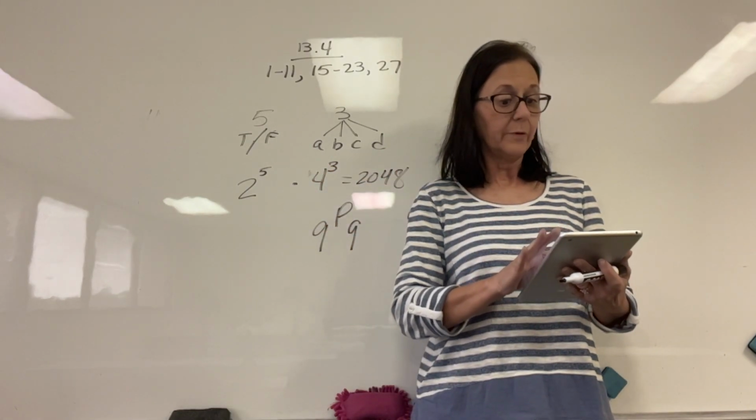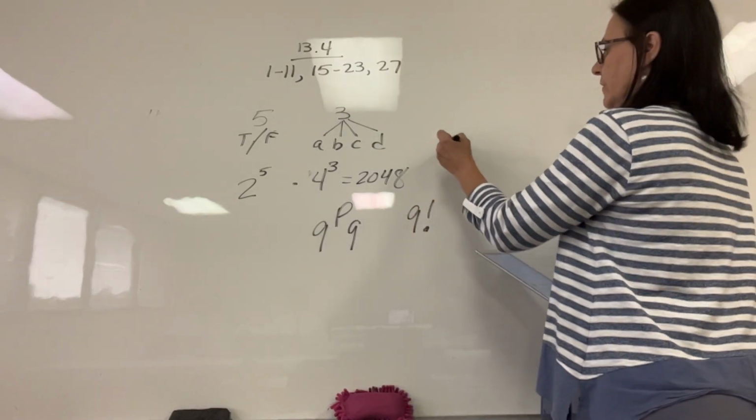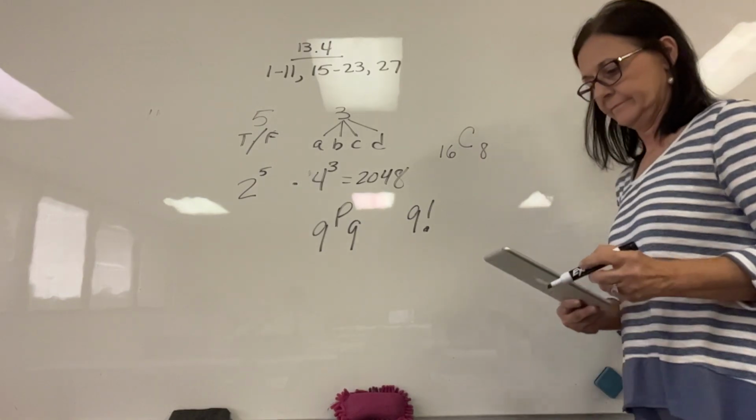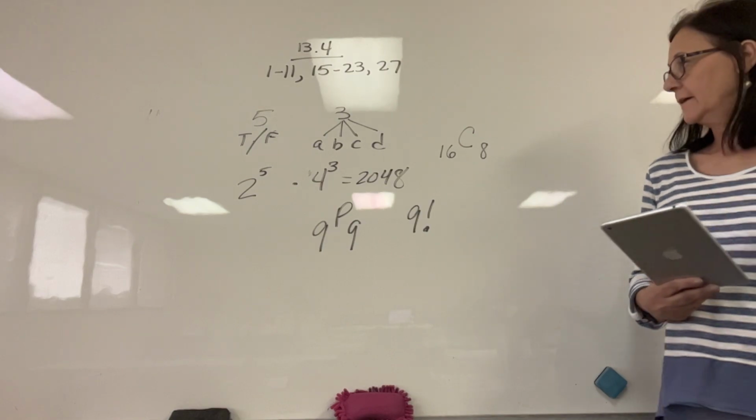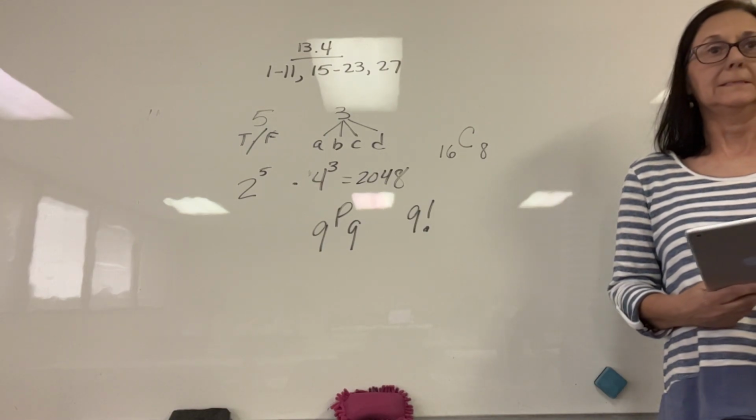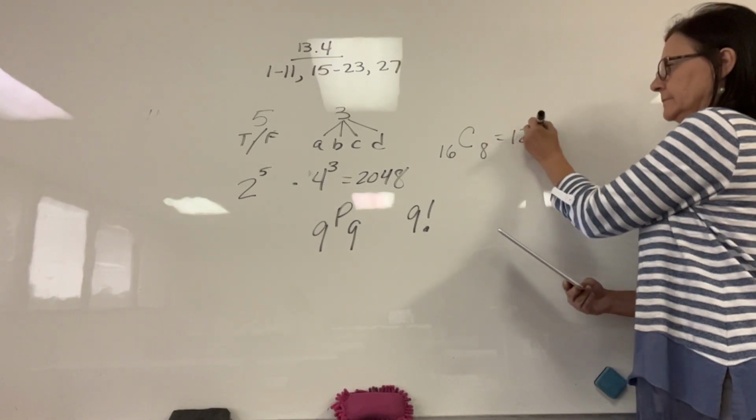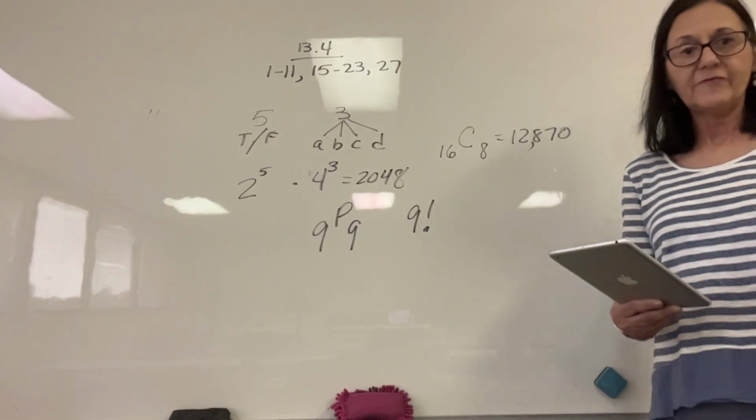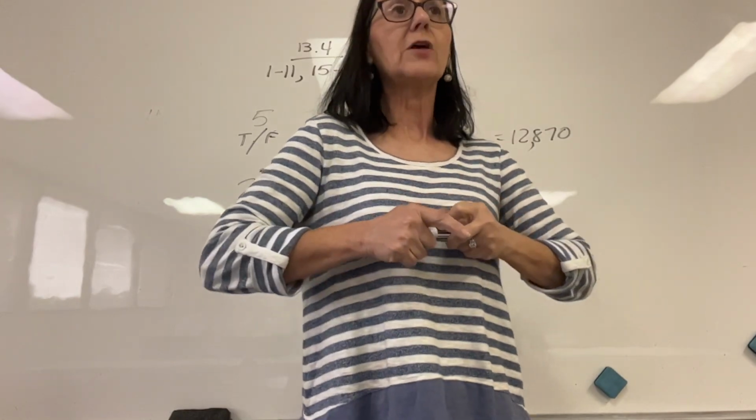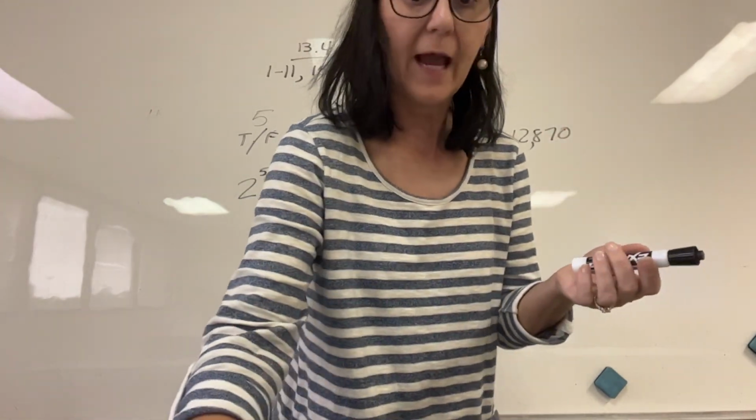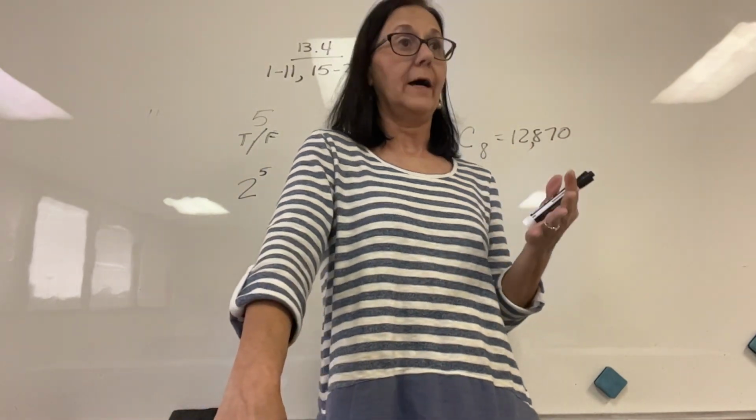So we have 16 plots. We're going to choose 8. And order doesn't matter. What do you get? 12,870. Now you realize you could have used those formulas, right? This is not too hard, but the formulas are on page 881.